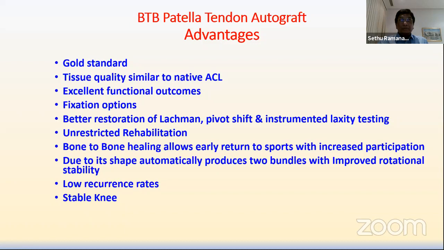And next one is probably a very important thing in the BTB graft. Because of the bone ends on either side, it allows for bone-to-bone healing, which allows earlier fixation and early return to sports with increased participation. And I know we're going to have a nice talk by Dr. Chan after this on double bundle, but the shape of the BTB graft itself automatically produces something like two bundles with improved rotational stability. And I think many studies have shown that BTB gives low recurrence rates and a very stable knee in the long term.